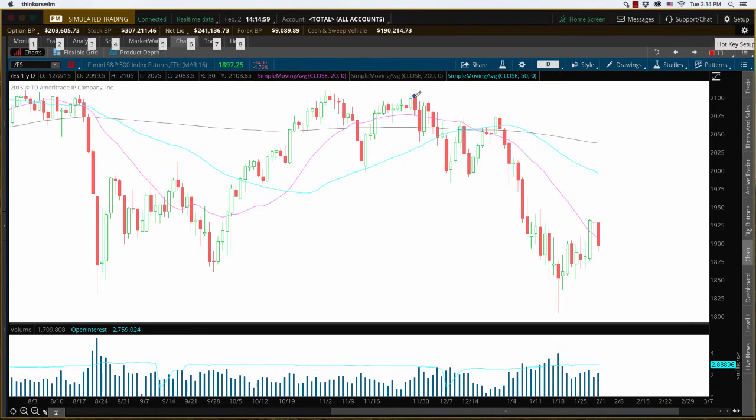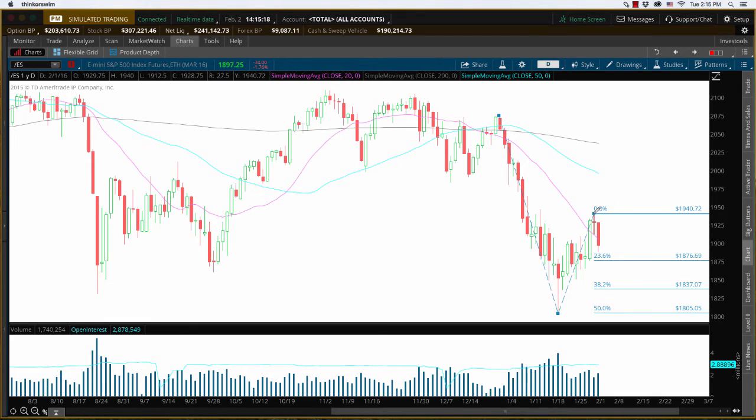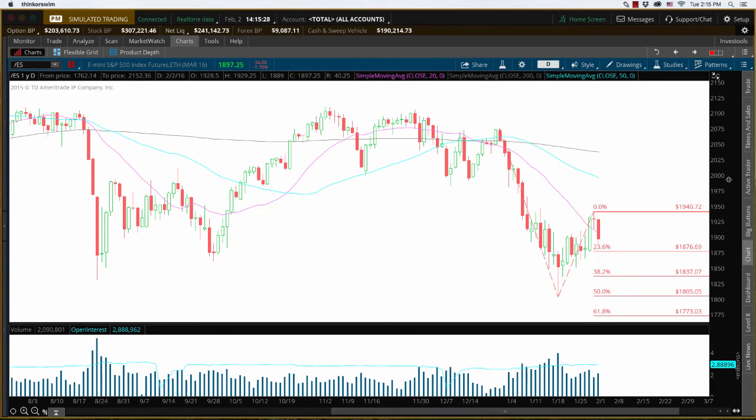Let me clean that up. So let's kind of clean that 1, 2, 3, 4, and usually the fifth wave is about the same size as the first wave, which would be kind of a good ballpark for that. But let's just kind of see how that measurement works out. So you measure from the top down to the bottom, and then you measure your retracement back up. And there you got 1805 would be the 50%. 61.8% puts you down at 1773.